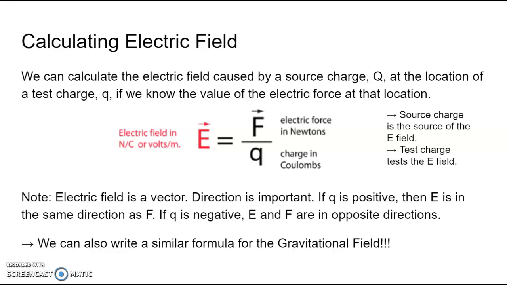Generally speaking, if you're looking online doing some extra research, lowercase q means test charge, capital Q means source charge. But that notation's not too necessary to know. The electric field is actually going to be the amount of force available per unit charge. So we have our numerator here, force in newtons, and the denominator, charge in coulombs, giving us the value of the electric field.